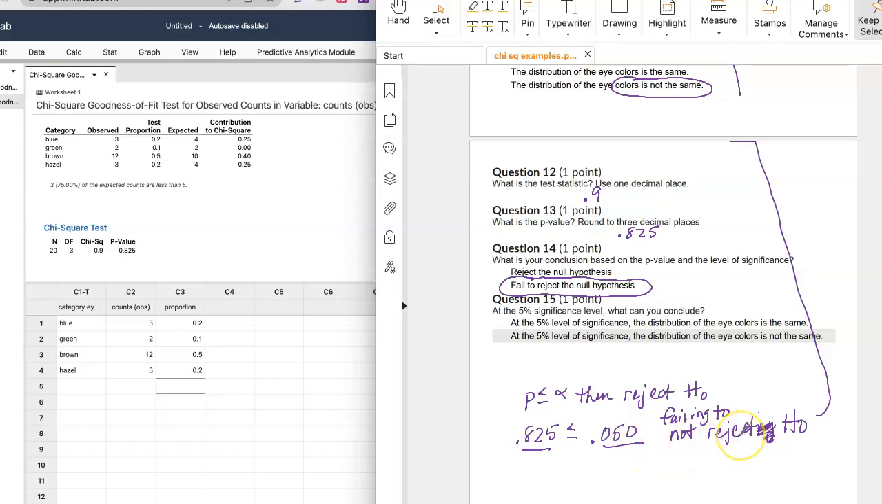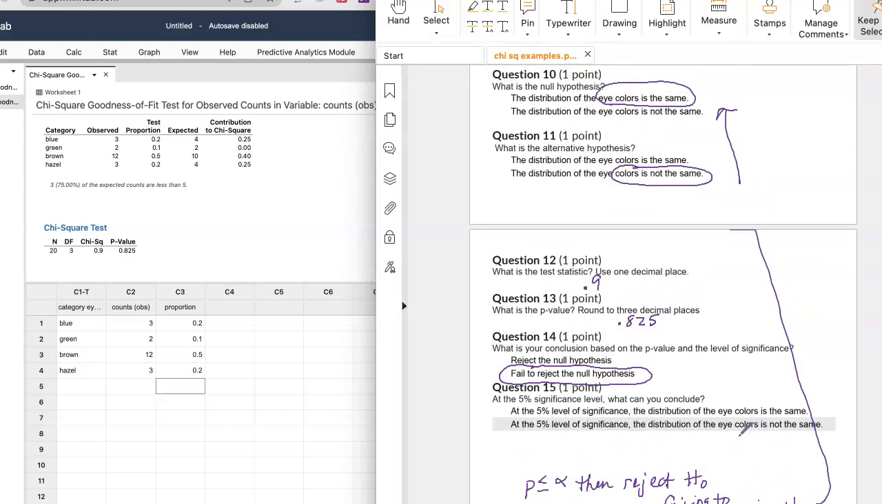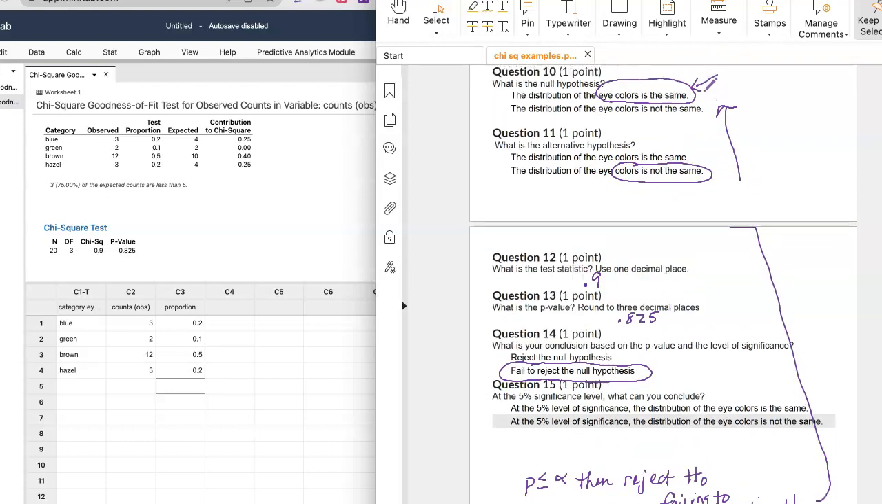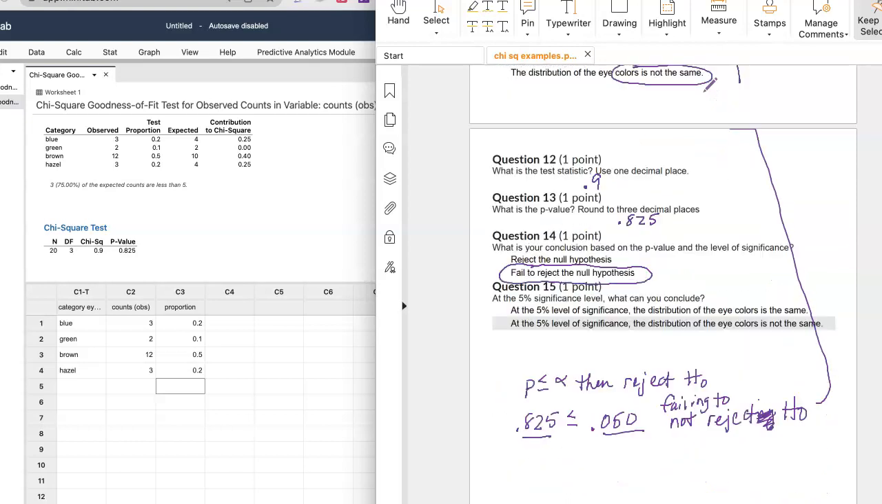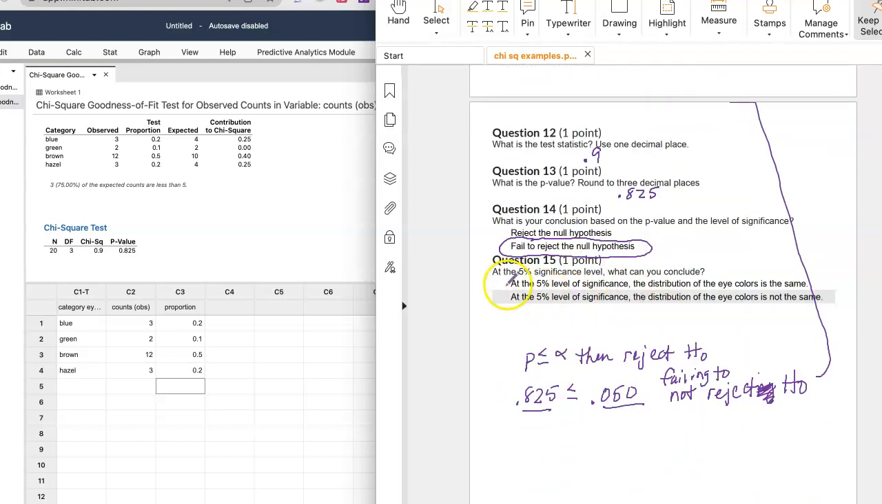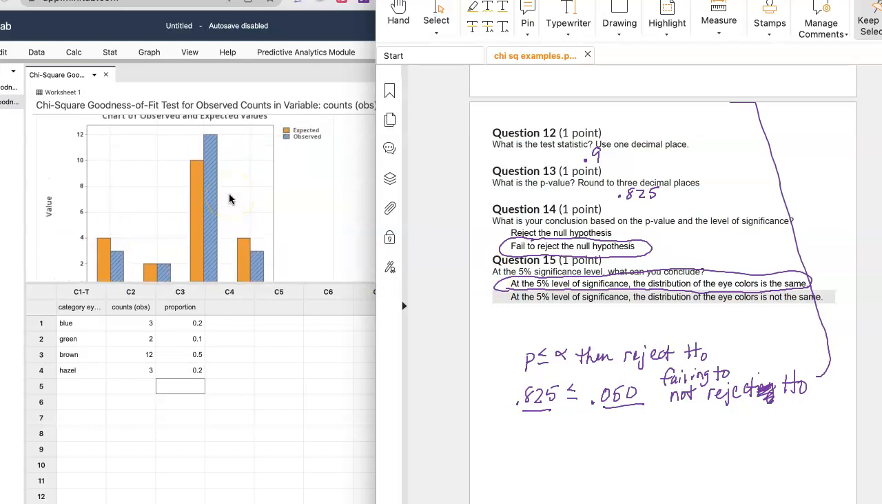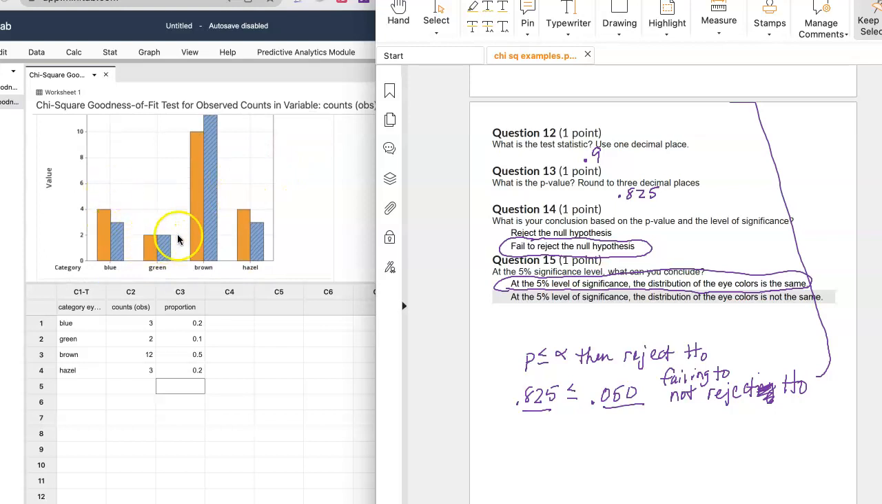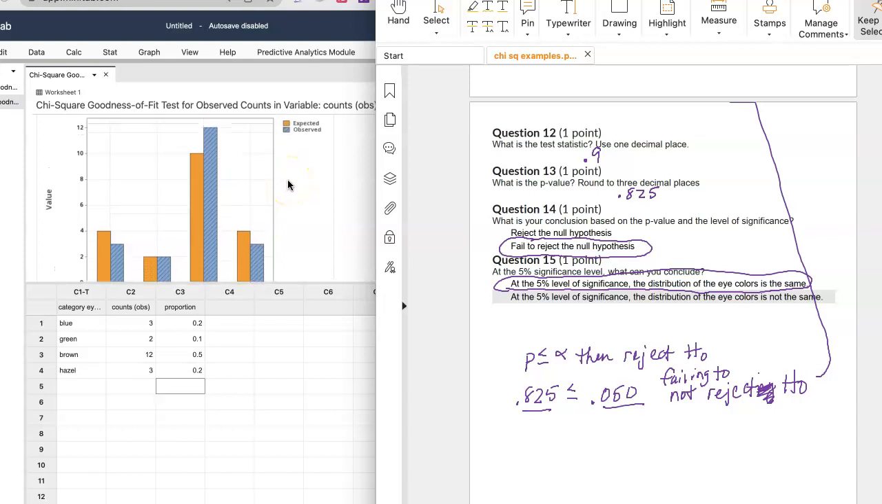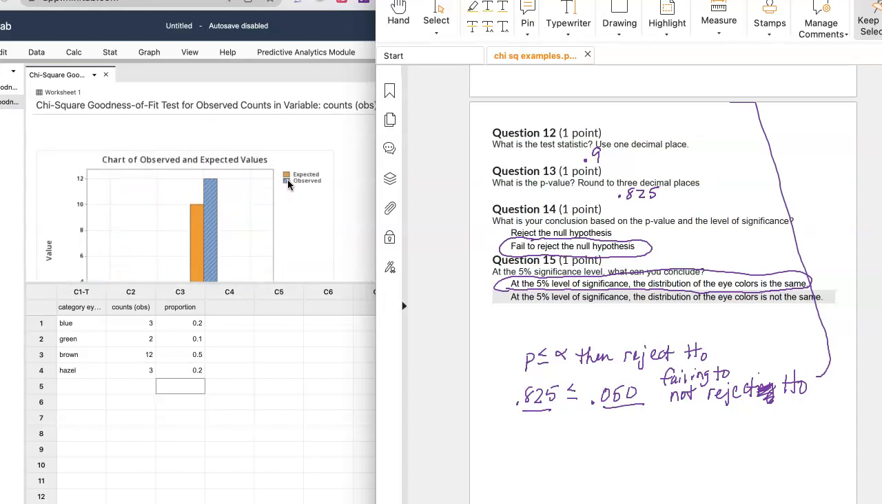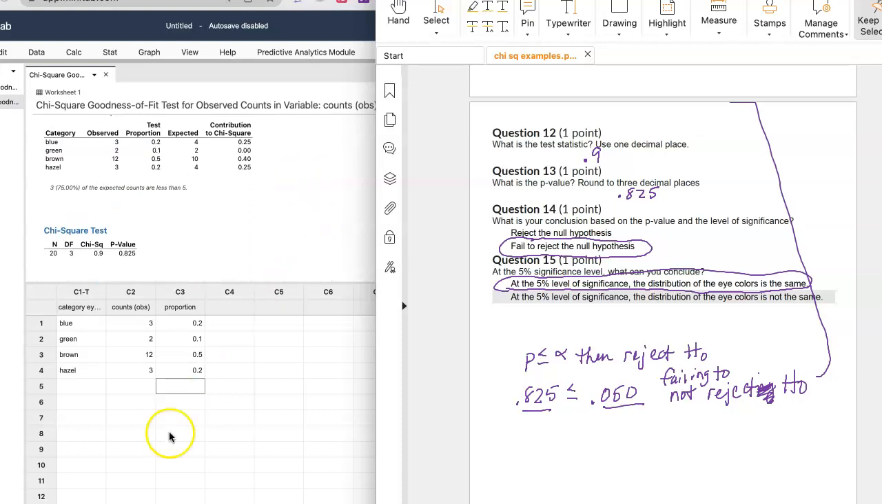If we don't reject H0, we keep H0, and H0, which is the null hypothesis, is that the distribution for each eye color of those proportions that they gave us are actually the same. So you're going to choose that the distribution of the eye colors is the same. Let's look at that over here, and we'll see on this chart that the blue, which is the observed, and the orange, which is the expected, are very close to one another. Basically they do come out similar to the same. So I hope that helps, and you can pause this as needed.